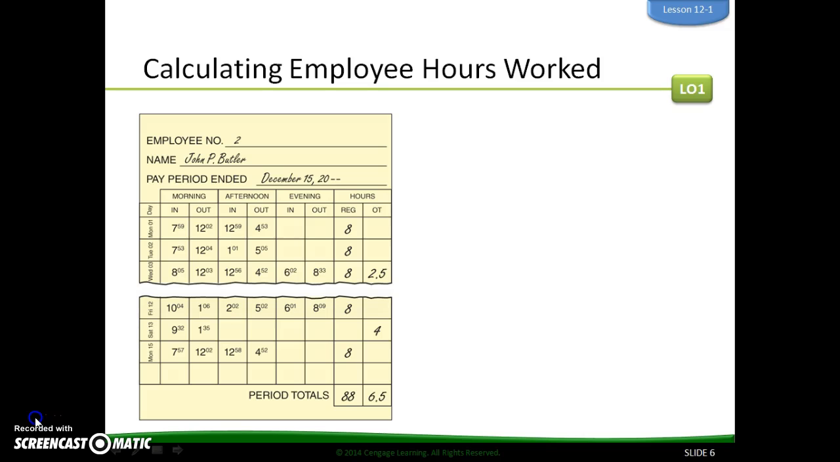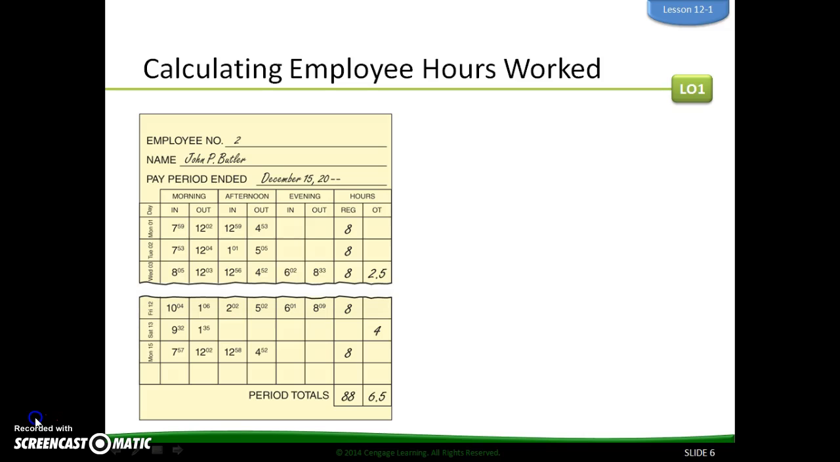Now, what we're looking at here is a paper copy of what we could see as a time card. The information that's going to be recorded is the day of the pay period. It's the pay period ending December 15th, but you can see we have the first day of the pay period, which is the 1st, and then the 2nd all the way down to the 15th.